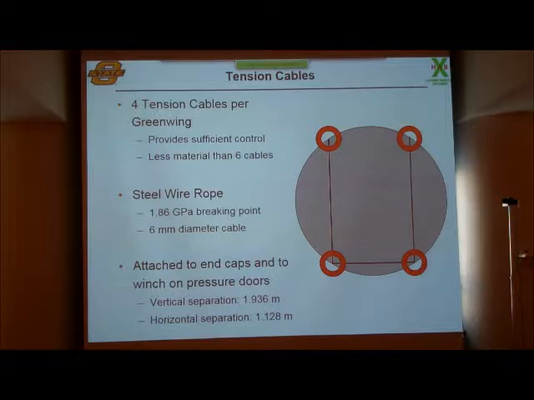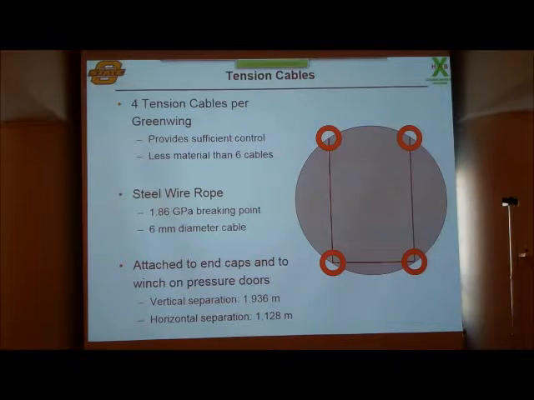The wires will be attached to the end caps, as shown by the red circles on the right, and connected to a winch system which is mounted on the inner bulkhead around the pressure door in the inner pressure vessel. The vertical separation of the wires is about 2 meters, and the horizontal is just over 1 meter.